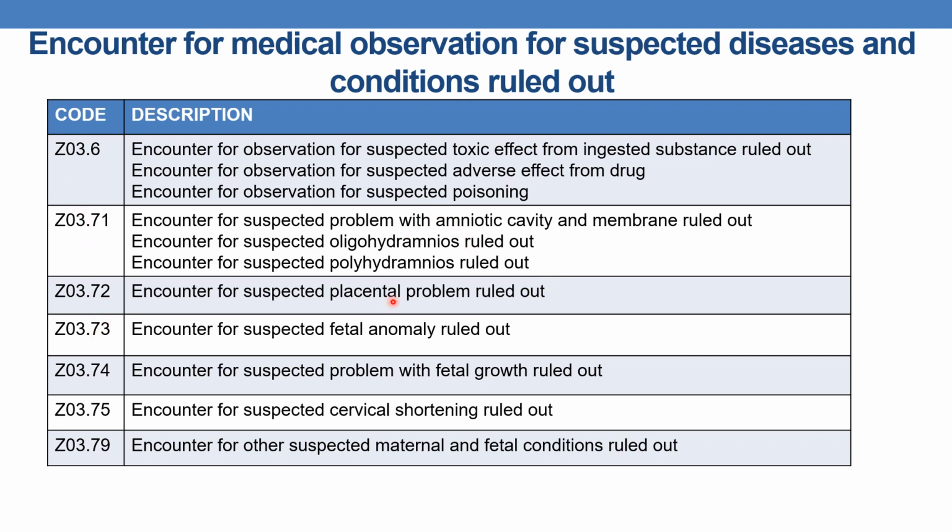The next is Z03.72, encounter for suspected placental problem ruled out. The next is Z03.73, encounter for suspected fetal anomaly ruled out. The next is Z03.74, encounter for suspected problem with fetal growth ruled out. The next is Z03.75, encounter for suspected cervical shortening ruled out. The next is Z03.79, encounter for other suspected maternal and fetal conditions ruled out.